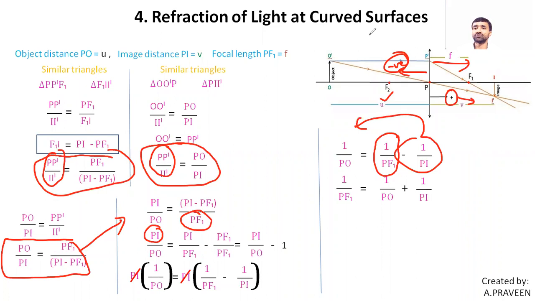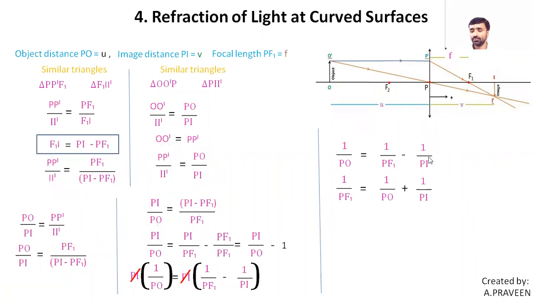Then apply the rules of sign convention here. Okay, so object distance is negative. PO is equal to minus U. Image distance PI equal to V, positive. Then focal length PF1 equal to positive. Then substitute those values in the above relation. 1 by PF1, that is positive. So replace it by F now.